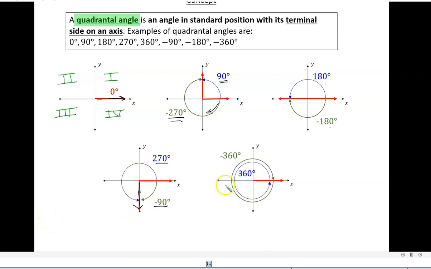And then we have this final one. So notice that it looks a lot like the 0 degree as a ray, but now we're actually moving in the positive direction through all 4 quadrants. So that gives us then 360 degrees in the positive direction, and all 4 quadrants in the negative direction. So that gives us a negative 360 degrees in the negative direction.